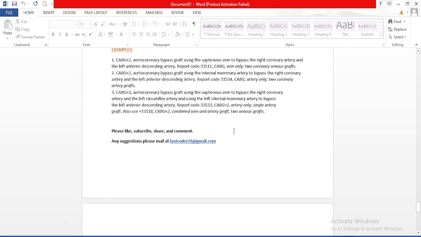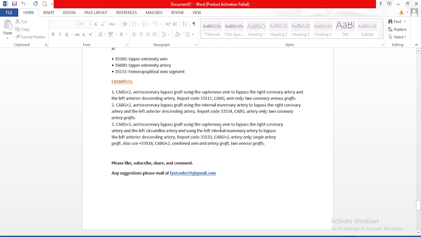So next one is CABG times 3. Aortocoronary bypass graft using the saphenous vein to bypass the right coronary artery and the left circumflex artery, and using the left internal mammary artery to bypass the left anterior descending artery. Report code 33533. So basically this is a procedure where a combined artery and vein bypass graft is performed by the physician. Here the physician has used two saphenous veins to bypass the right coronary artery and the left circumflex artery. And in the next section he has used the left internal mammary artery to bypass the left anterior descending artery. So here the physician used vein as well as artery for performing the CABG procedure.